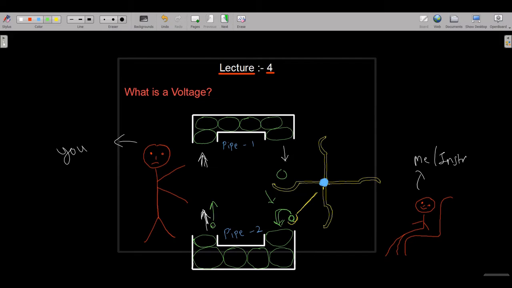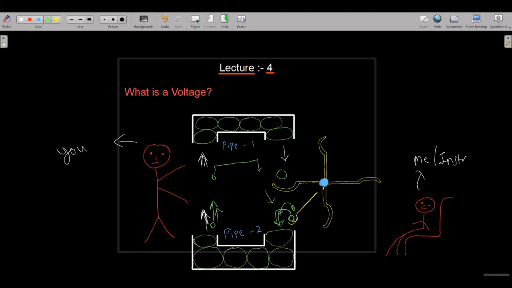And you are repeating this procedure again and again: you are taking a ball, inserting it in pipe 1, and from the other end of pipe 1 the ball is falling down, due to which the fan is rotating, and as soon as the rod of this fan comes to this position, the ball falls in pipe 2, and from the other end of pipe 2 the ball is coming out. So just pause the video and think what exactly is happening here.